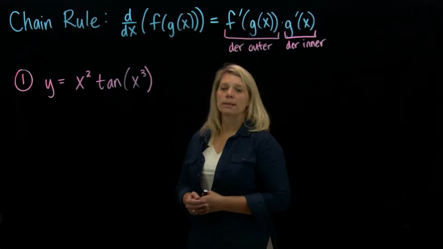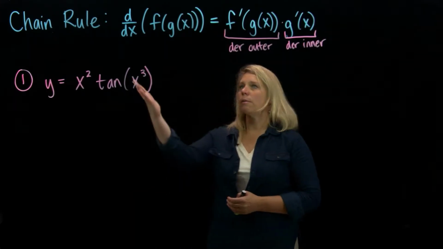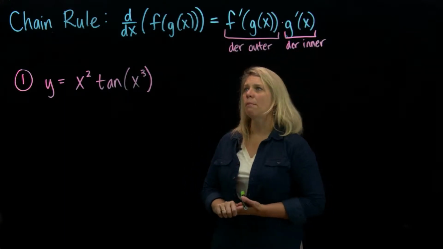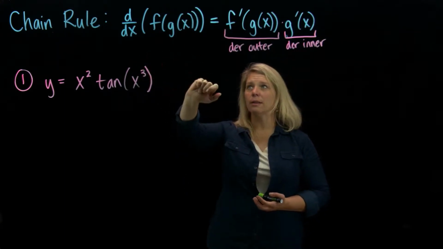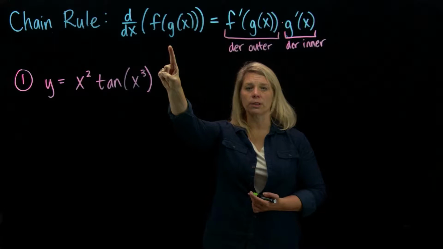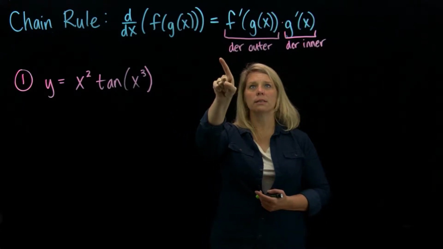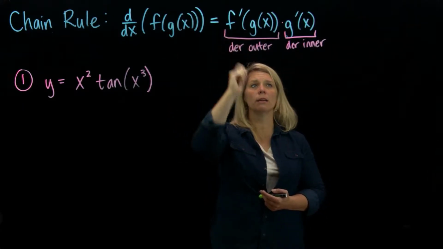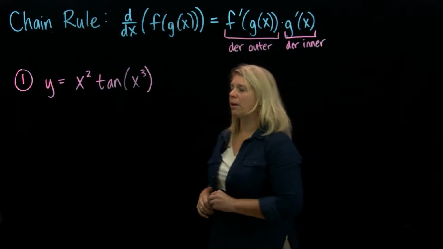Okay, we're going to do some more examples using chain rule. So we've got chain rule written up here at the top. The derivative of f of g of x, so composition, one function inside another function, is the derivative of the outer function, leave the inside alone, times the derivative of the inner function.